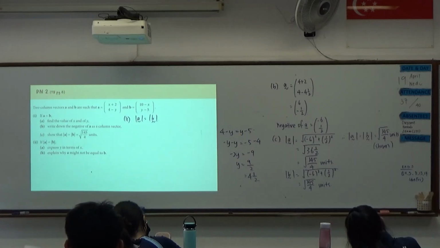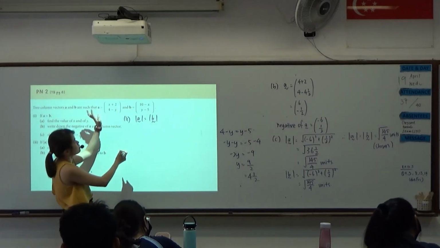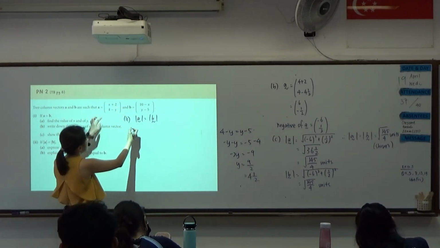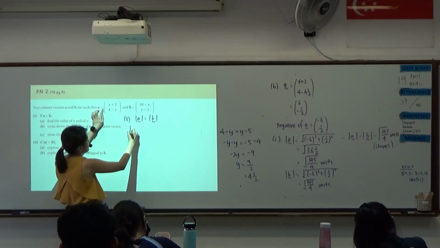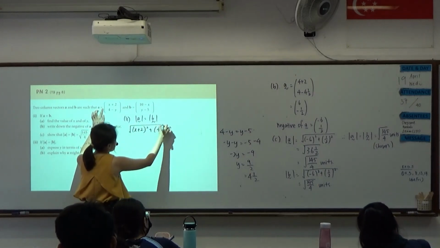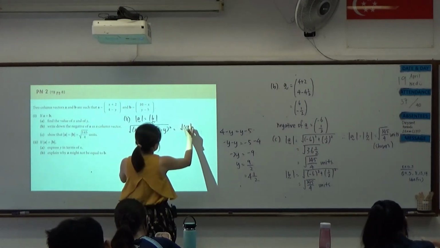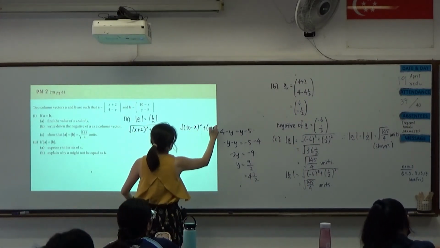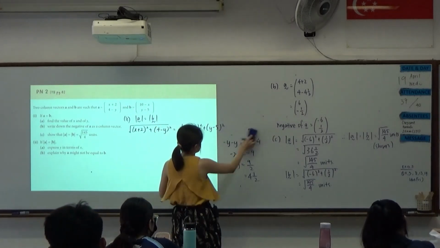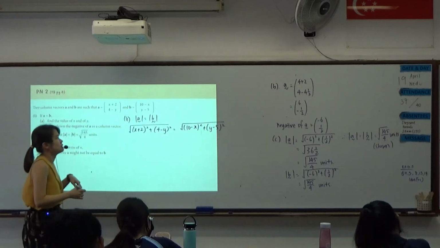Unlike how we solved part I, part 2 says that the magnitudes of A and B are actually equal. So that means that we cannot just simply say that the two vectors here are equal. We need to look at this magnitude itself. In this case, that will be x plus 2 squared plus 4 minus y squared, followed by a square root. That is the magnitude of A. And then the magnitude of B will be found this way.